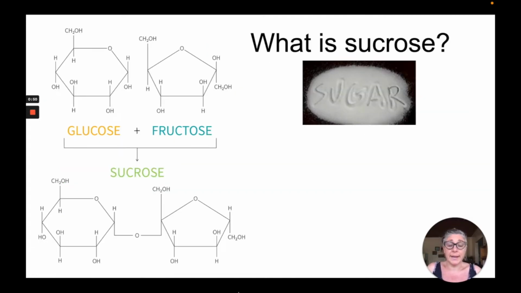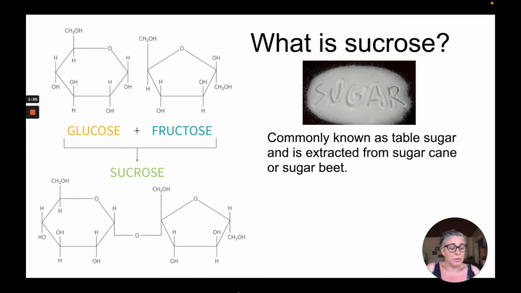So first let's get an understanding of what sucrose is. Sucrose is what we call a disaccharide. That means it's made up of two monosaccharide molecules, in this case, one which is glucose and one which is fructose. Those two monosaccharides are combined together with a molecule of water to create sucrose.